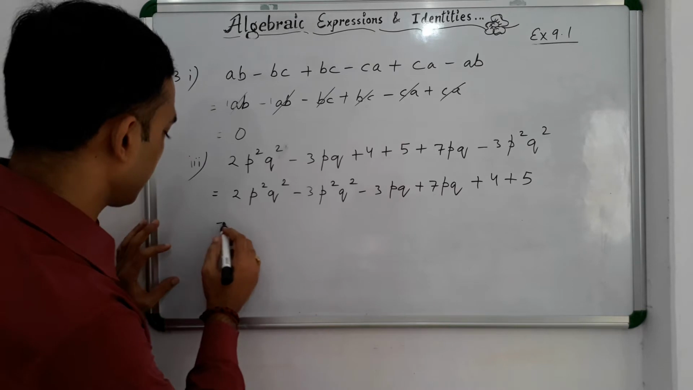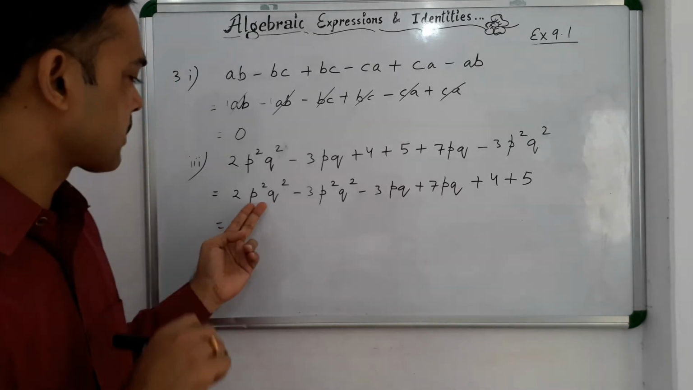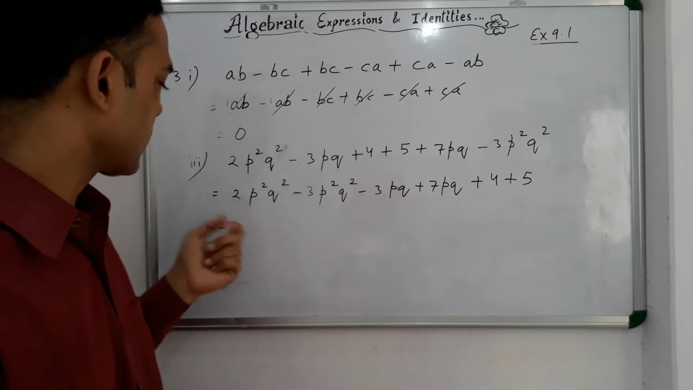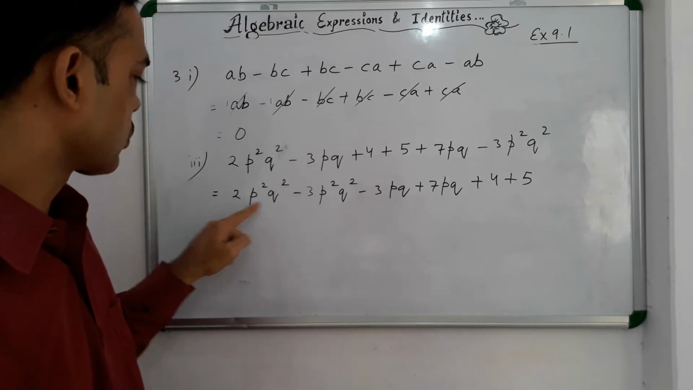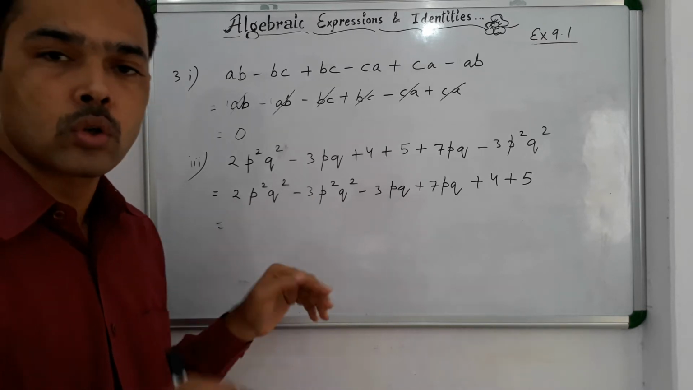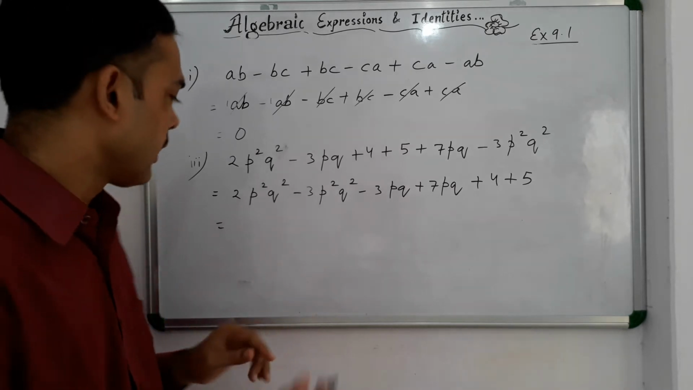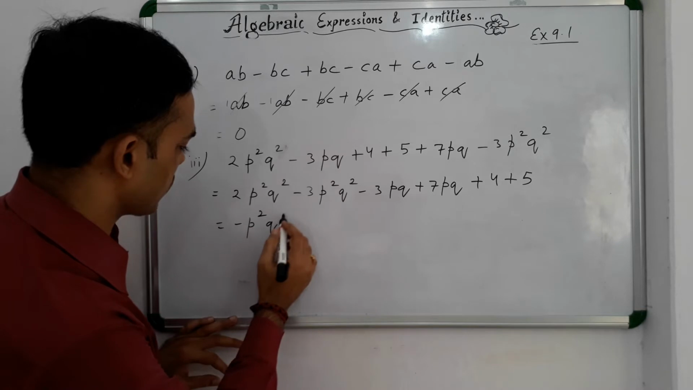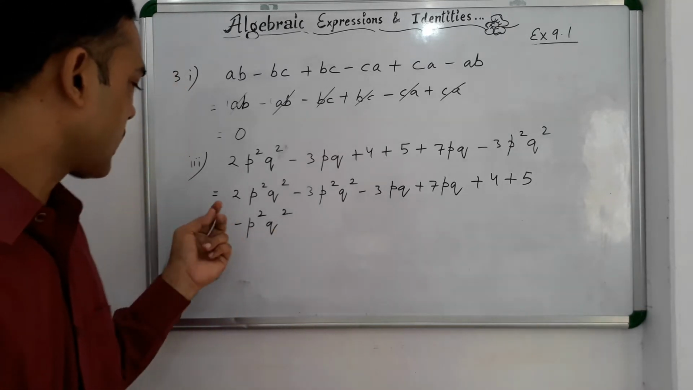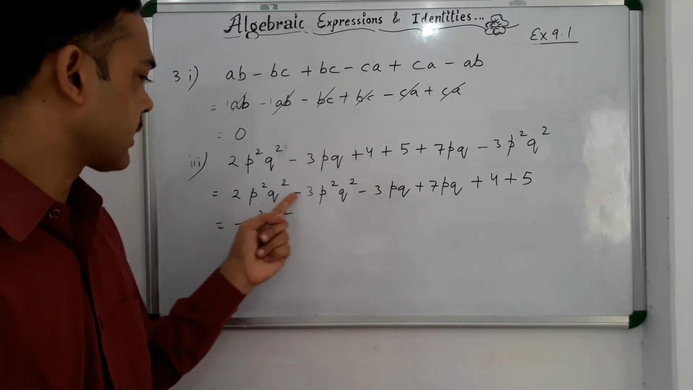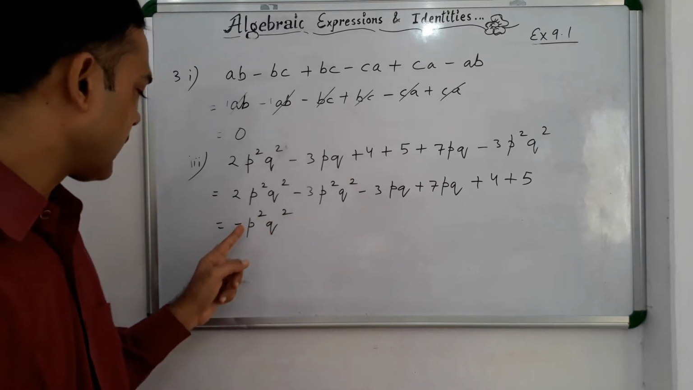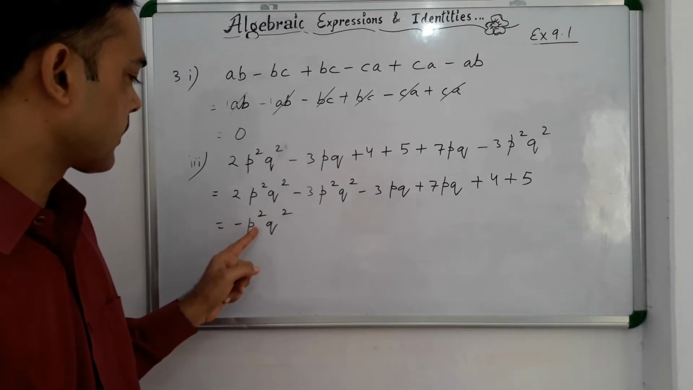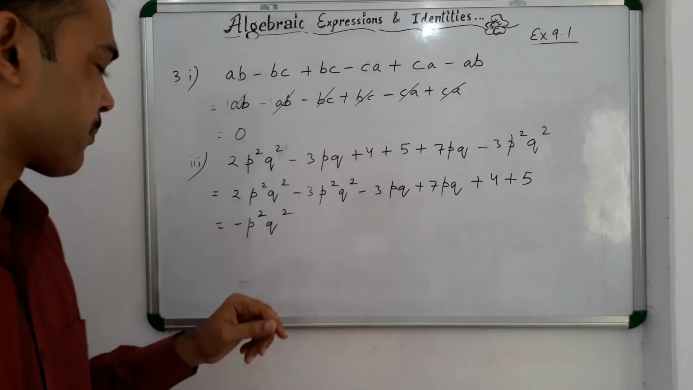Now let's add. So here it is p square q square, and here also it is p square q square. Now see the constant. Over here it is 2, over here it is minus 3. So 2 minus 3 will be minus 1, and that is why it will be minus p square q square. I am repeating it once again, because 2 minus 3 will be minus 1, and if I haven't written 1, it means it is already present. So it will be minus p square q square.